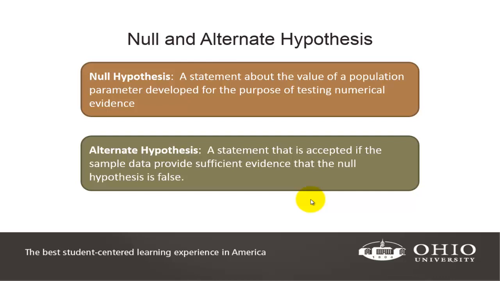Okay, the first step was to create a null and alternate hypothesis. The null hypothesis is a statement about the value of a population parameter developed for the purpose of testing some data. The alternate hypothesis is a statement that, based on the data, we will use to either prove or disprove the null hypothesis.